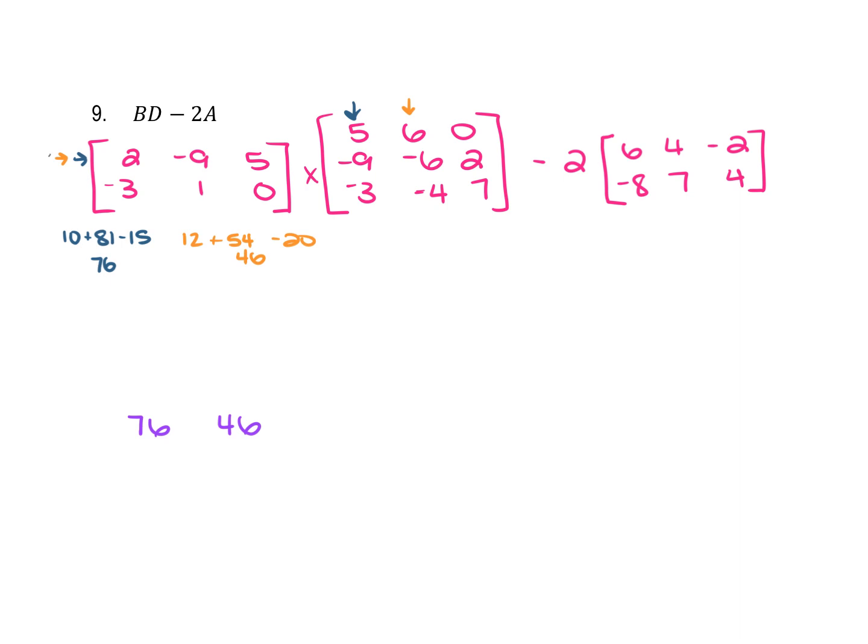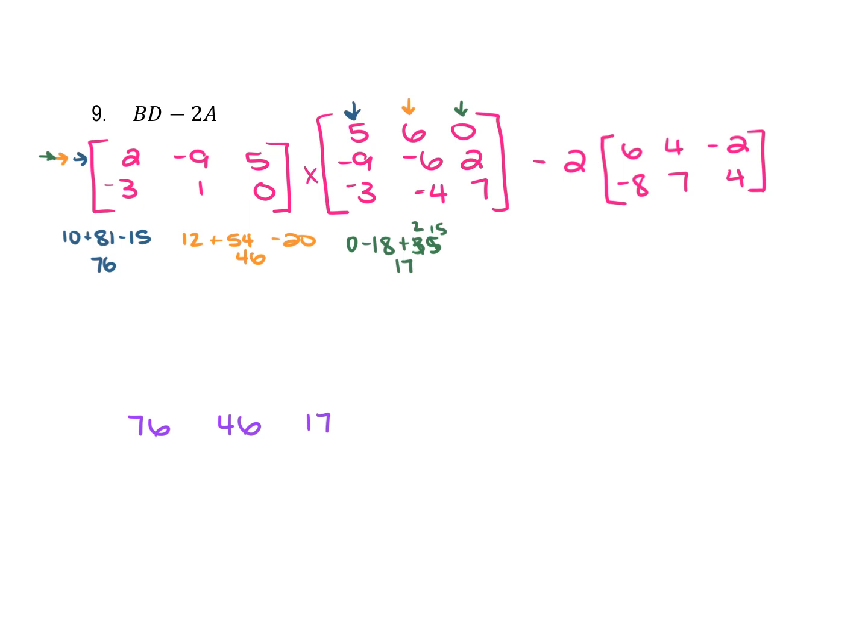Next, top row, last column. 2 times 0 is 0. Negative 9 times 2 is negative 18. 5 times 7 is 35. 0 minus 18 is negative 18. 35 minus 18 is what you'll do next. That 5 turns into 15, making the 3 a 2. So 15 minus 8 gives us 7. 2 minus 1 is 1. So that's 17. So that is your first row.